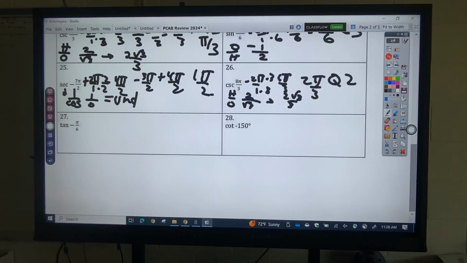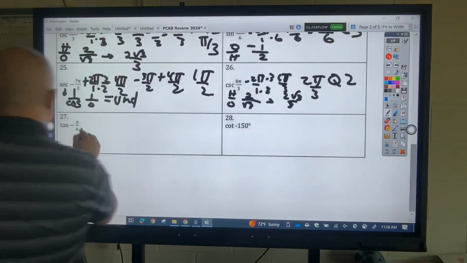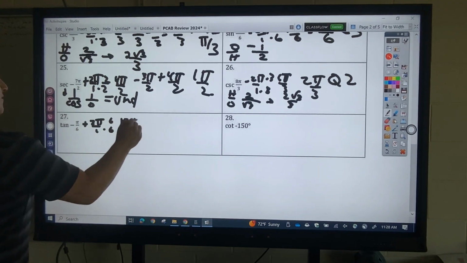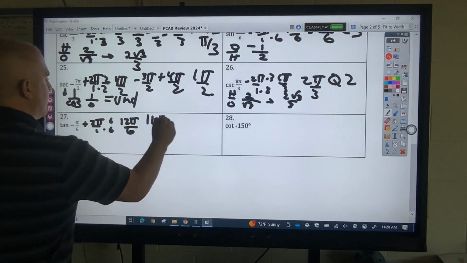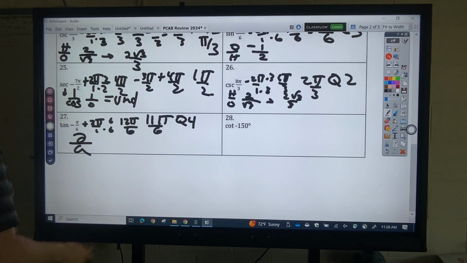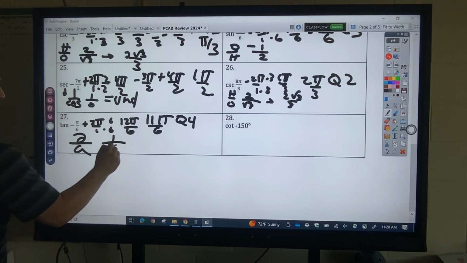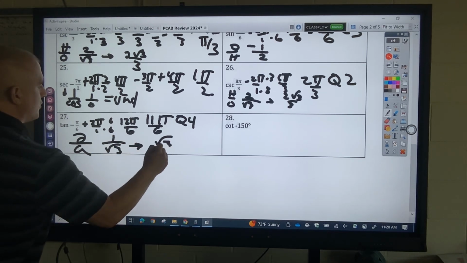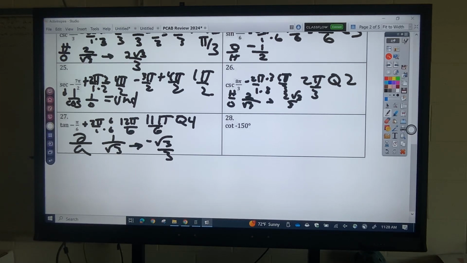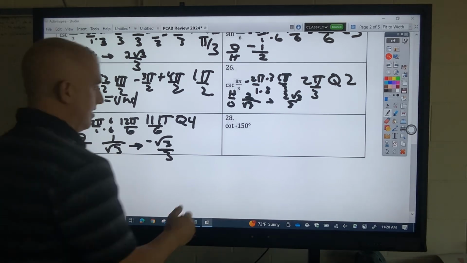Okay, last two. This one I'd have to add 2 pi. So I'm going to add 12 pi over 6. So that's going to give me 11 pi over 6. So that's in quadrant 4. Tangent's O over A, so it's the 30-degree triangle. The O amount would be 1. The A amount would be square root of 3. That's going to turn into square root of 3 over 3. And since it's in quad 4, the only things that are going to be positive are cosine and secant.